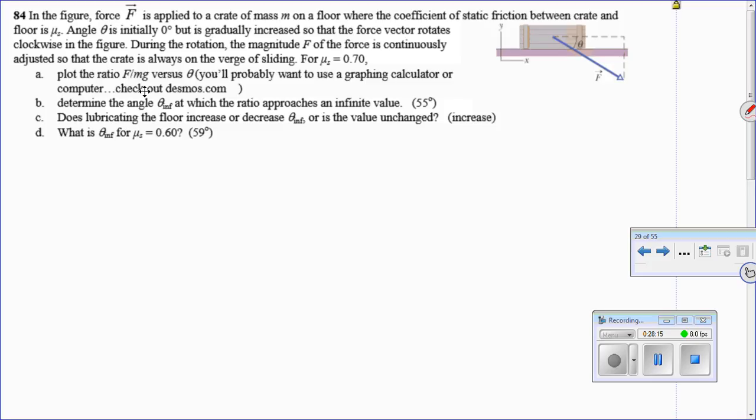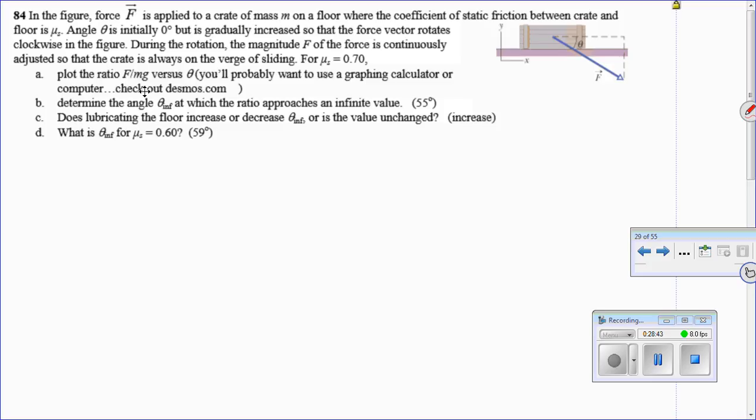Let's see, 84. In the figure, F is applied to a crate of mass M on a floor where the coefficient of static friction between the crate and the floor is mu s. The angle theta is 0 degrees, but it's gradually increased so the force vector rotates clockwise. In other words, it's getting farther and farther below the horizontal. During the rotation, the magnitude of F is continually adjusted. Oh, so F is changing, so that the crate is always on the verge of sliding.